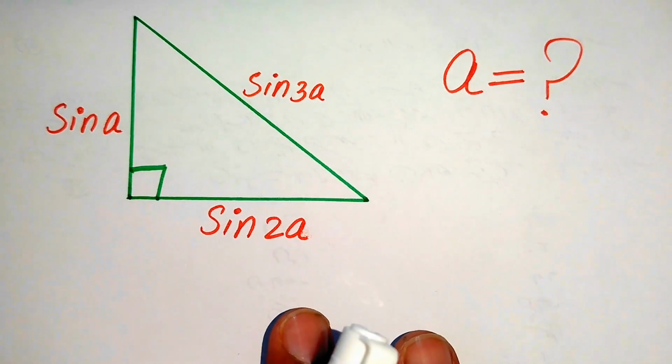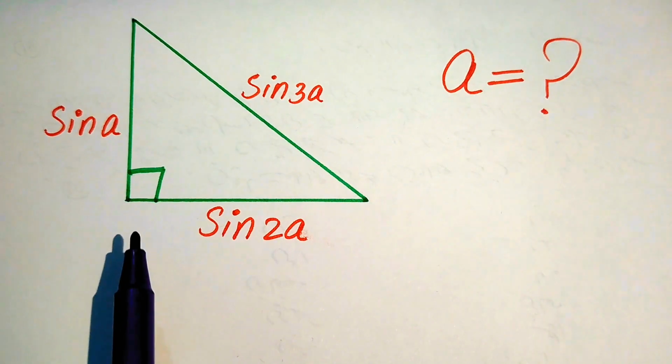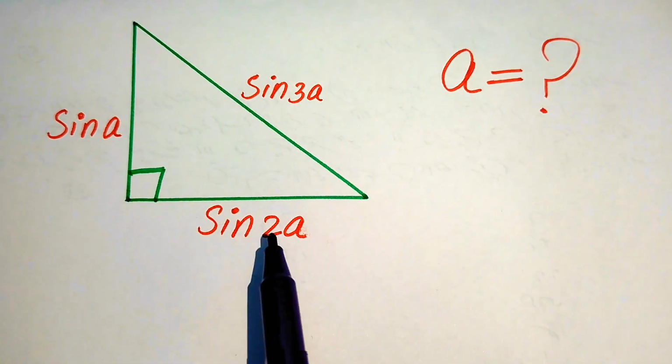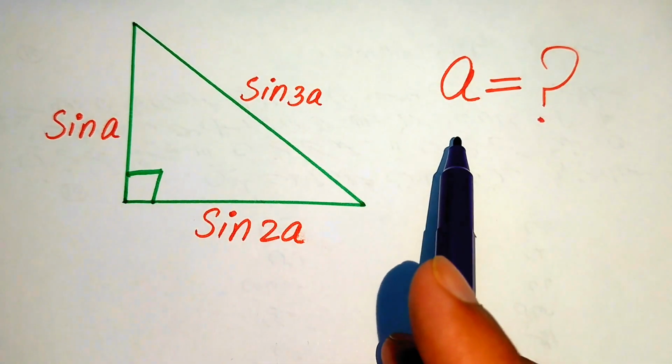Hello everyone, welcome to solve this nice math Olympiad geometry problem. Here we have a nice right triangle in which the length of one side is sine A and the lengths of the other two sides are sine 2A and sine 3A. So we solve this problem for the values of A.